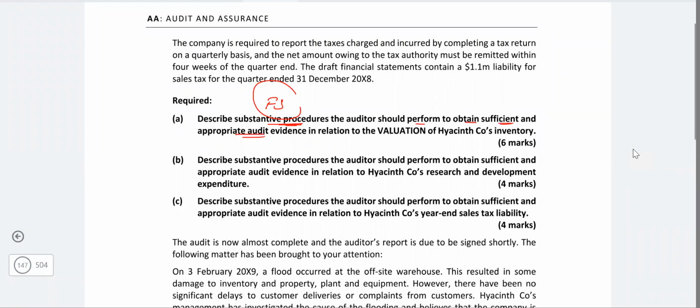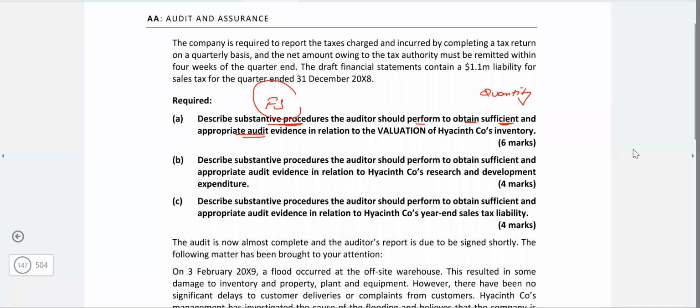Now these are the characteristics of the evidence. That evidence should be sufficient. When we say sufficient, that means in terms of the quantity. And when we say appropriate, that means, so this is the sufficiency in terms of quantity, and then we have the relevance and the reliability, that is appropriateness. So the quality of the audit evidence should be sufficient and appropriate. That means in terms of the quantity, it should be sufficient, and in terms of the relevance and the reliability, it should be appropriate.